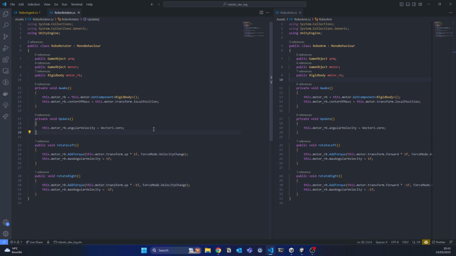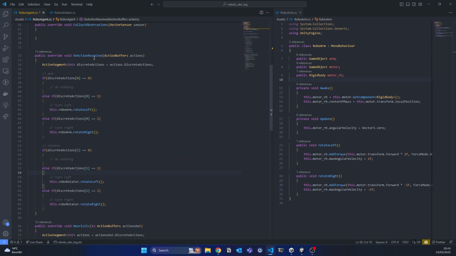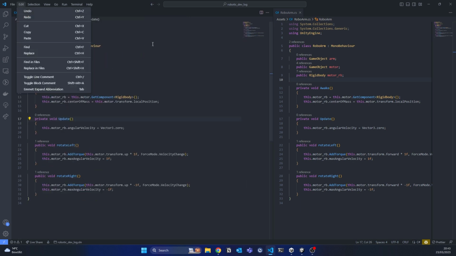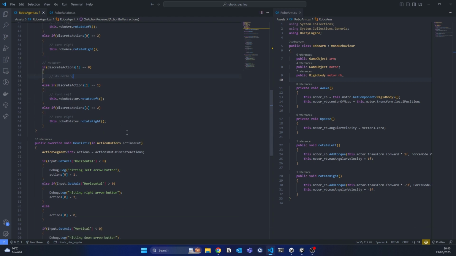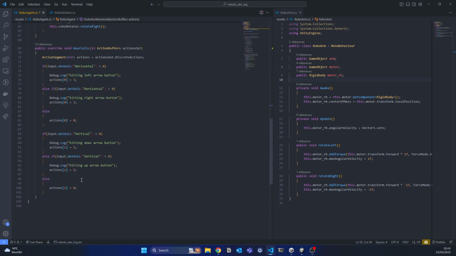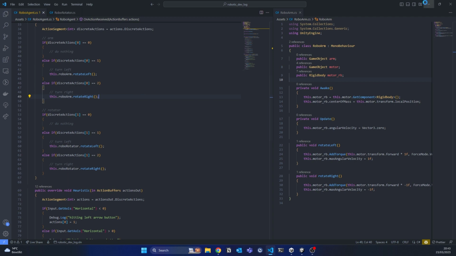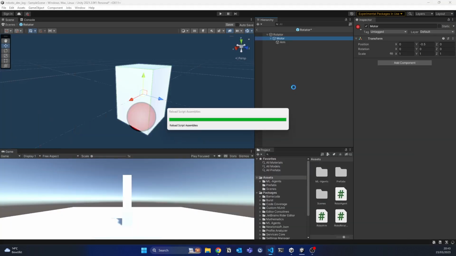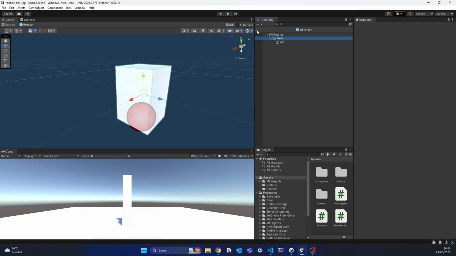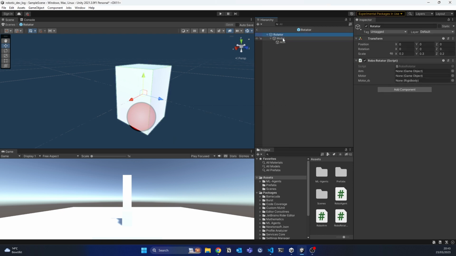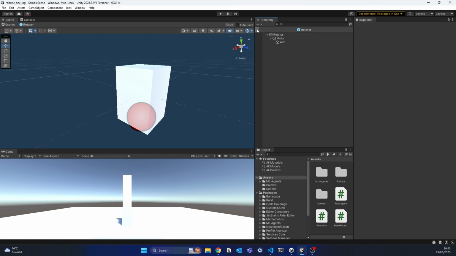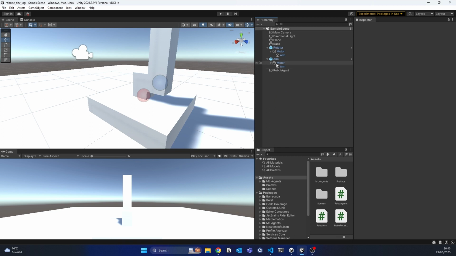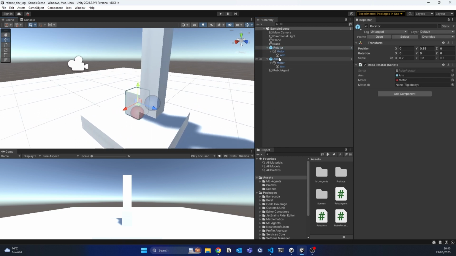Okay. Local position for the center of mass is not super important, but it's fine. So here we're doing whatever we're doing. This is all implemented. Okay, so cool. Let's add the motor as well as the arm. Okay, that's I think all. So we have a rotator and we have an arm.